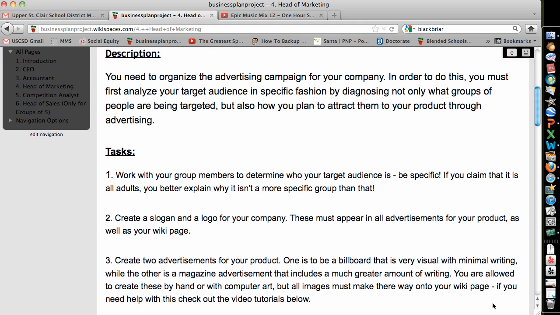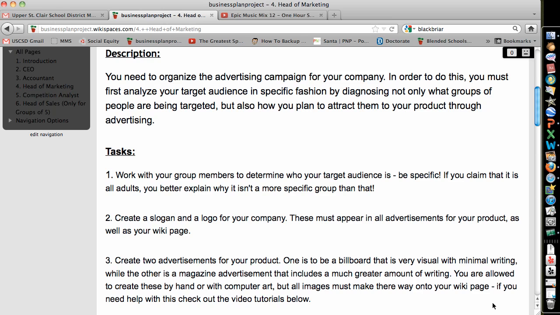Your tasks. First, you need to work with your group members to determine who your target audience is. You are not the only person who's affected by this. This is going to affect the price of your goods. It's going to affect a whole lot of things. So make sure you're working with everybody else on this. Number two, create a slogan and logo for your company. Every advertisement must have this. Basically, every sheet in your entire project should have this. So make sure you think about this pretty early on.